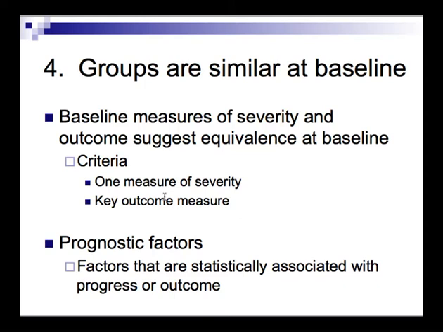So essentially it's like giving one group a head start. What you want to do is have baseline measures that compare the two groups based on criteria that aren't being evaluated in the study itself. One suggestion for the PEDro scale is that baseline measures of severity and outcome suggest equivalence of baseline. So the criteria is that there's at least one measure of severity, and then there's at least one key outcome that's compared at baseline. And if it's a prognostic factor, it's even better, because we know that prognostic factors are factors that are statistically associated with progress or outcome in that patient group.